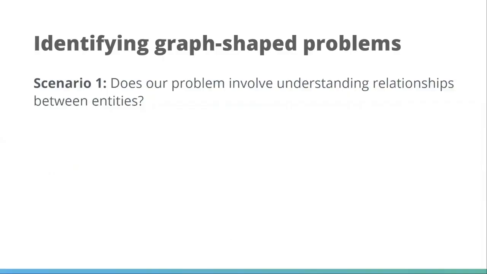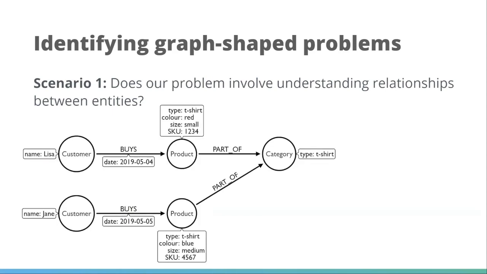So the first scenario I want to look at is, does our problem involve understanding relationships between entities? So this is very much the definition that we've been using for graphs. And let's look at an example here. We've got an example where we've got three different types of entities. So we've got a customer entity. So a customer buys a product, and that product's part of a category.